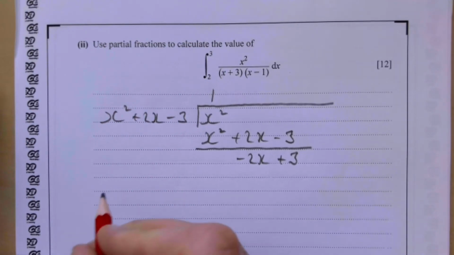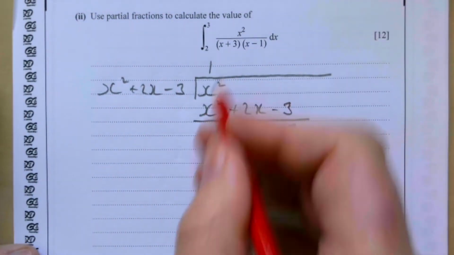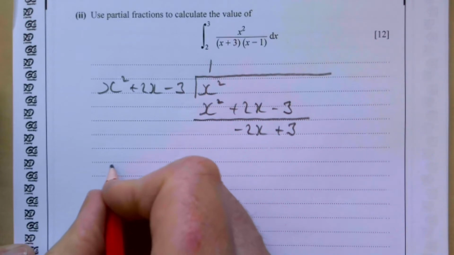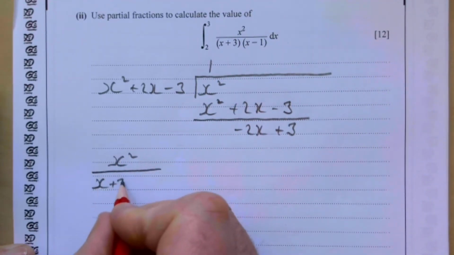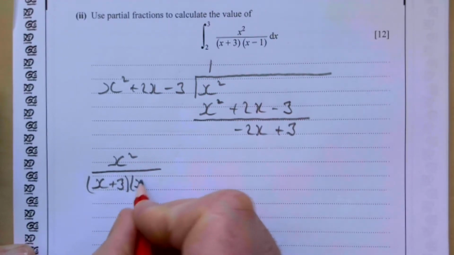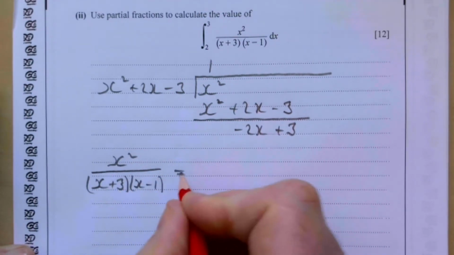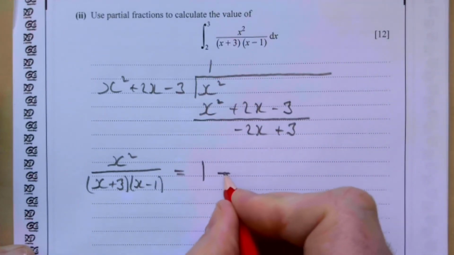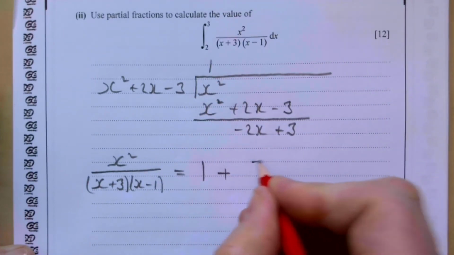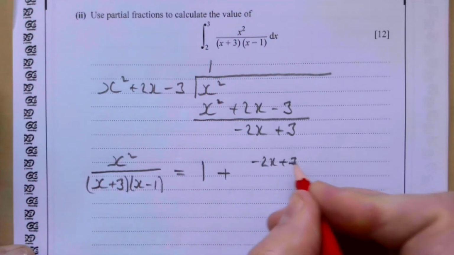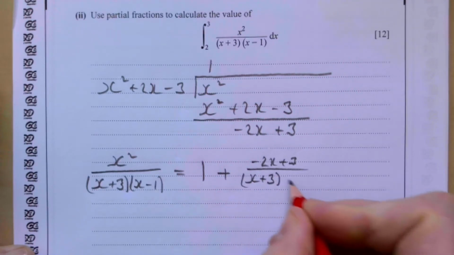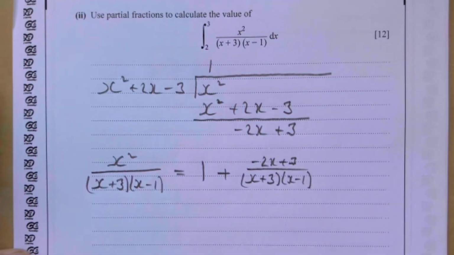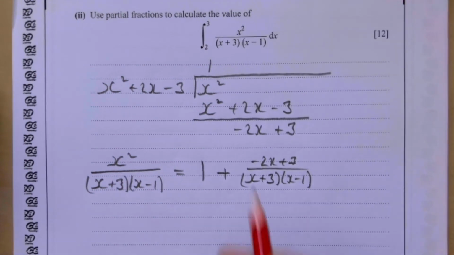So what does that tell us? We just need to be a bit careful with this. This was a top-heavy fraction, and we've now changed it. So this tells us that x squared over x plus 3 upon x minus 1 can be rewritten as 1 plus minus 2x plus 3 over x plus 3 upon x minus 1. Hopefully we're okay with that. You need to be careful changing from here to here.